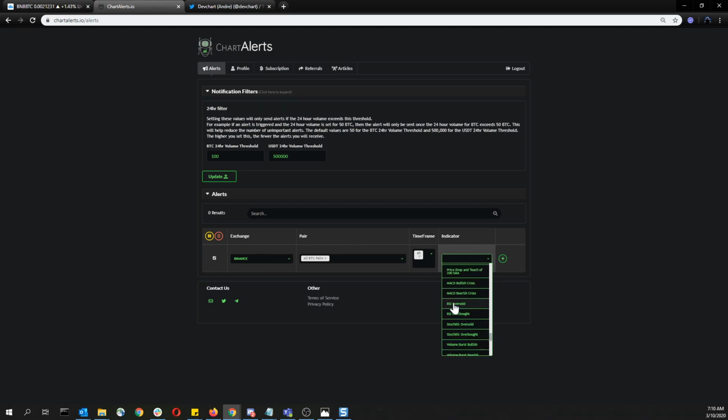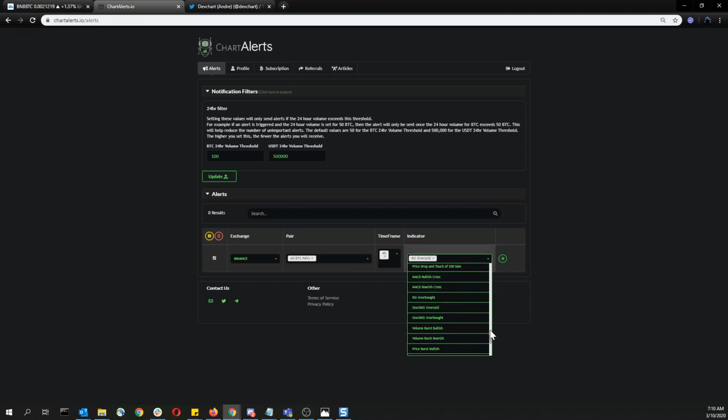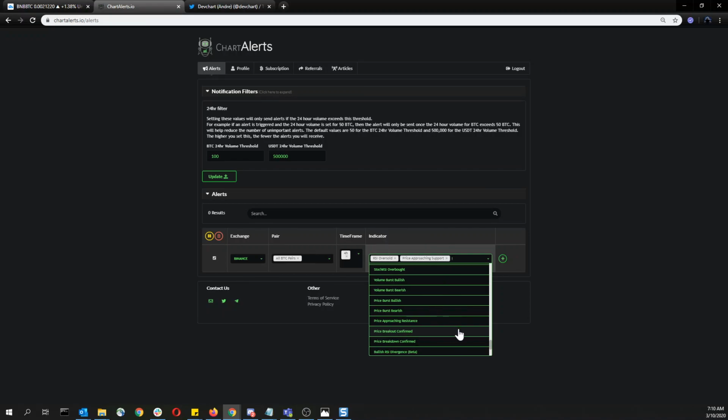I like to use the RSI oversold, so I'm going to add that. I don't use the volume burst, and since I'm mostly trading on Binance, I like to use the price approaching support, so that I know which coins are approaching some major support and that I can long. So I'm going to add the price approaching support.